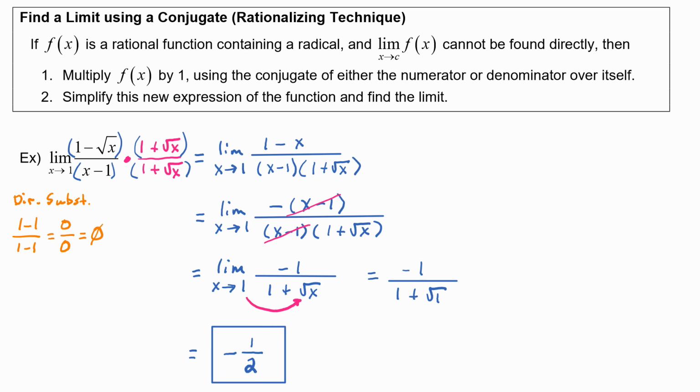And just a reminder, we had to have the limit as x approaches 1 in all of these steps. But once we do the direct substitution, that means we've performed the limit, and that's why we don't write limit in this step or this step.